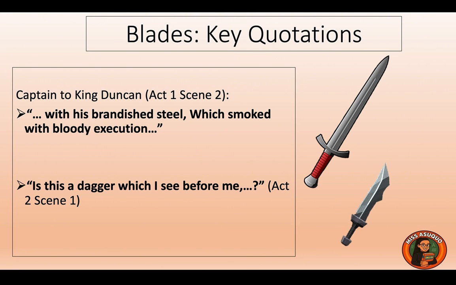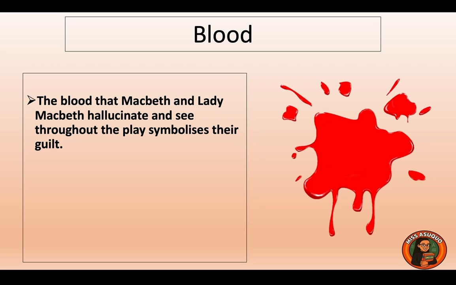So here are some quotations that you can use for blades. The first is describing how he fought in the beginning on the battlefield with the sword described as brandished still, and then when he commits regicide, just before he does, he hallucinates and says, "Is this a dagger I see before me?" And finally, we have the motif of blood. So the blood that Macbeth and Lady Macbeth hallucinate and see throughout the play symbolises their guilt.